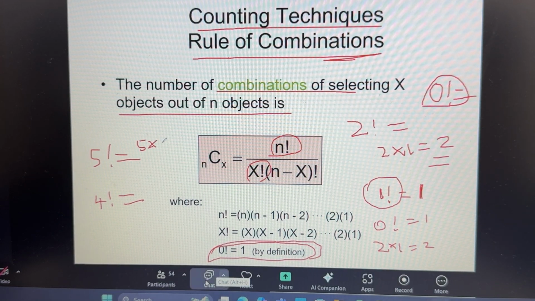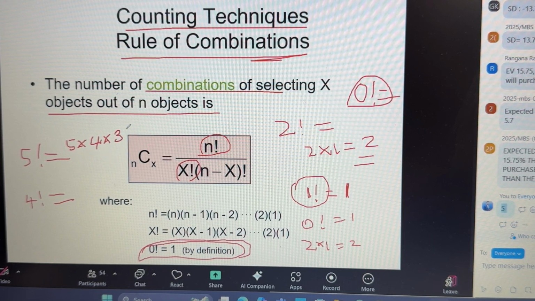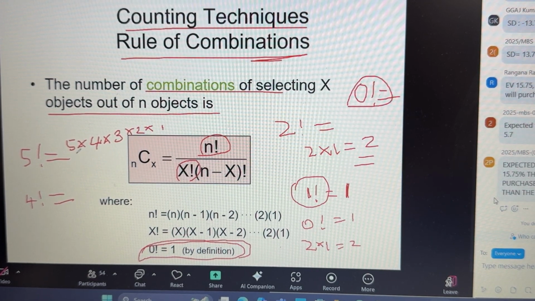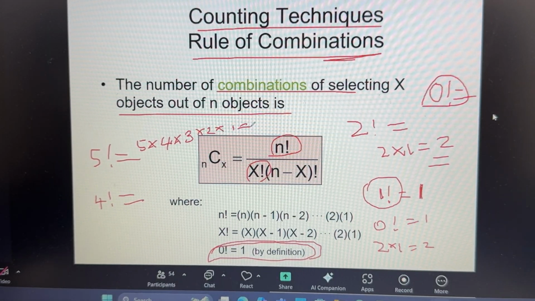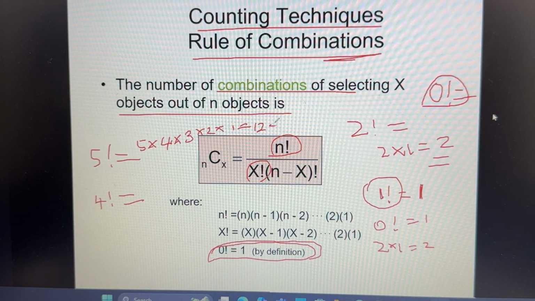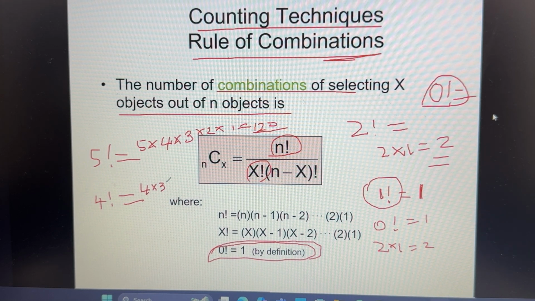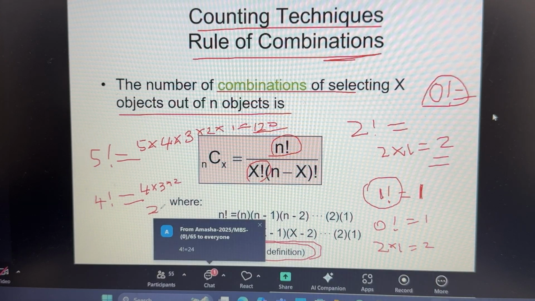Now, 5 factorial equal to what? 5 into 4 into 3 into 2 into 1. So it means 20, 60, 120. So 120. Now she told the answer, no? Okay, good. Other one, 4 factorial. 4 factorial means what? 4 into 6, 24. It's 24.